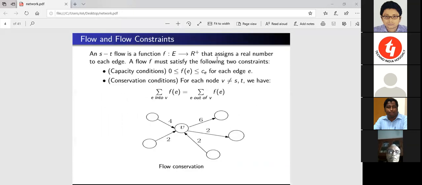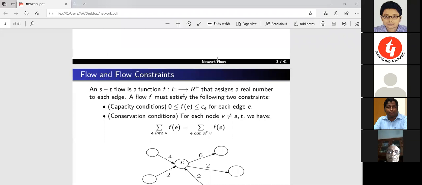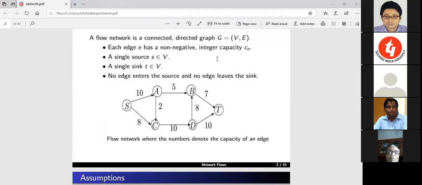An ST flow, which is a flow from S to T, is a function f from E to R. So let's not look at the formal definition. What we mean is, we want to assign a value to every edge. This is the network we have, and we want to flow something. Suppose I can take 8 units from S to C, from C to D, and D to T. That's one flow.